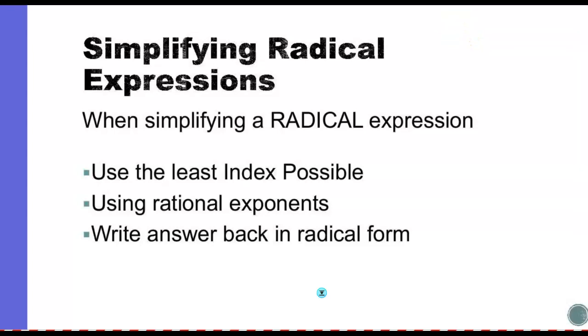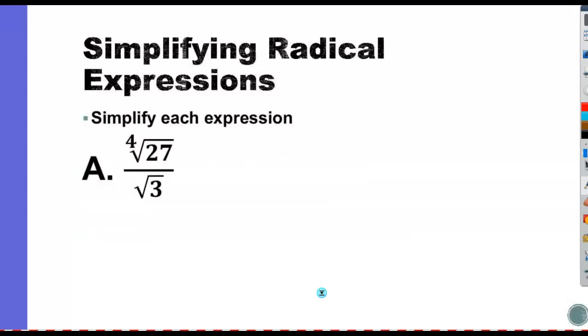So here's the next part that we're going to talk about, simplifying radical expressions. When simplifying a radical expression, use the least index possible. You're going to use rational exponents and write your answer back in radical form. So let's see what that looks like. Let's simplify this radical expression here. Notice how it looks. I have the 4th root of 27 and the square root of 3.